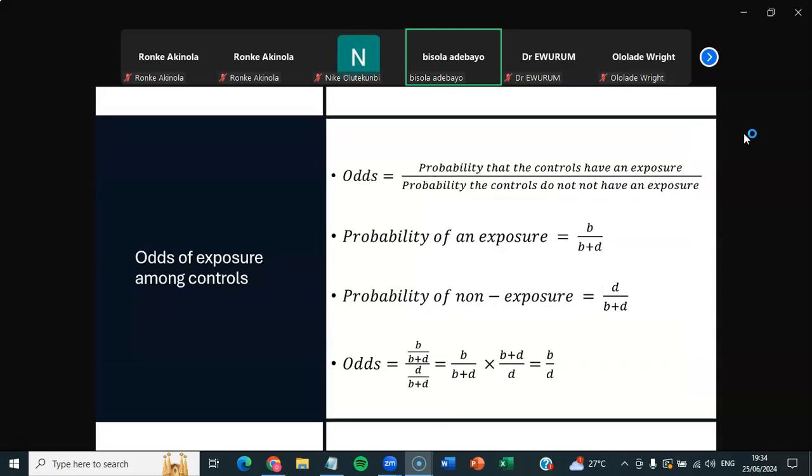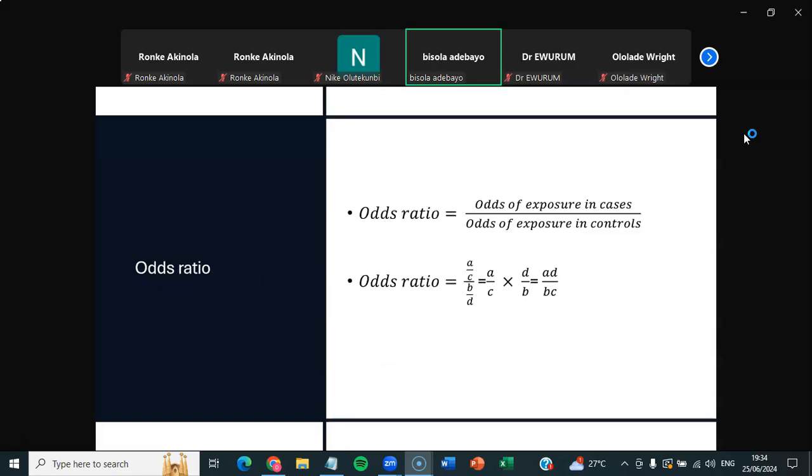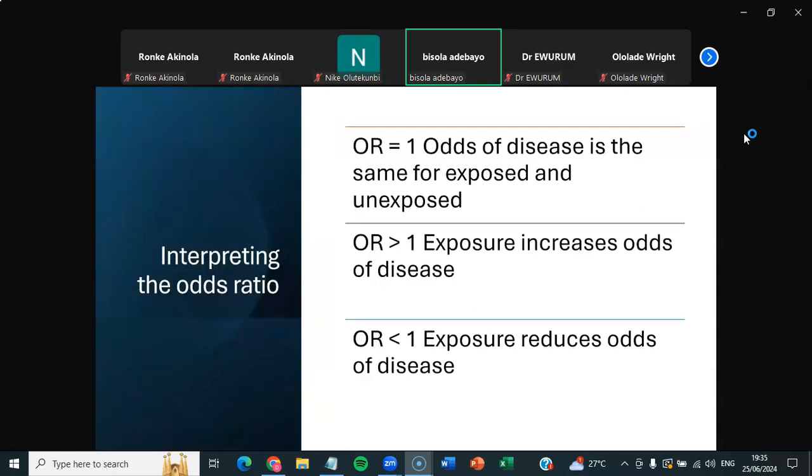So that's the odds. When we calculate it the same way, we get B over D, because the denominators cancel out. Now if we look at the odds of exposure in the cases, because it's cases we're interested in, that's why they're on the top, compared to the odds of exposure in the controls, we get A over C over B over D. By the time we do the cross multiplication, that's how we arrive at AD over BC. The beauty of it is that all our statistical packages can do this for us. This is just to understand.